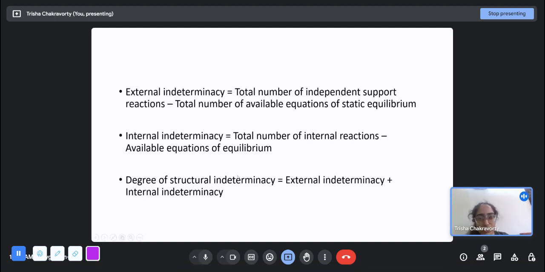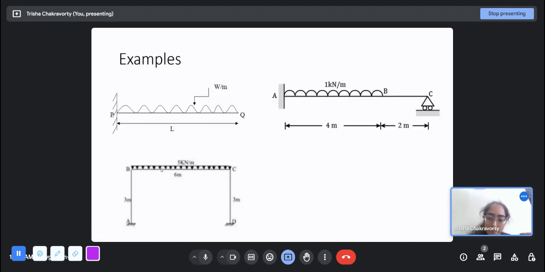So there are certain formulas that we use to find external indeterminacy and the total degree of structural indeterminacy. The internal one is a little harder to perceive, so you can find it by subtracting the external indeterminacy from the total degree of indeterminacy. This is a determinate structure. The degree of indeterminacy from that formula is 3 minus 3, 0. So this is a determinate structure.